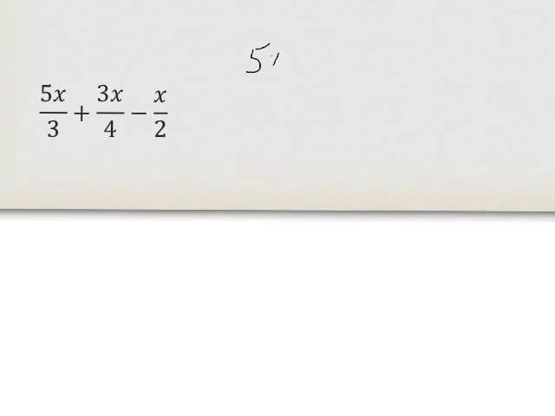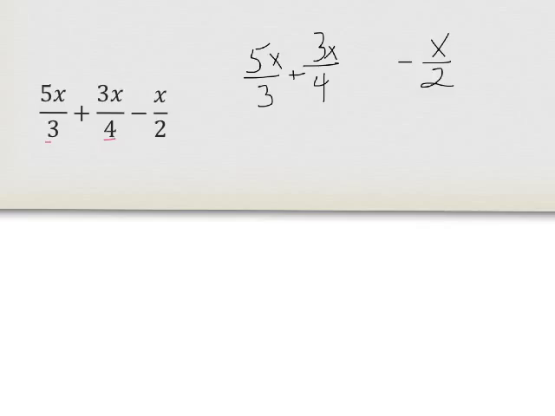So we have 5x over 3 plus 3x over 4, I'm going to leave some space, minus x over 2. And we're going to need to get to a common denominator of 12. Okay? And I got to that by basically multiplying 3 times 4. And that's going to be my least common multiple.